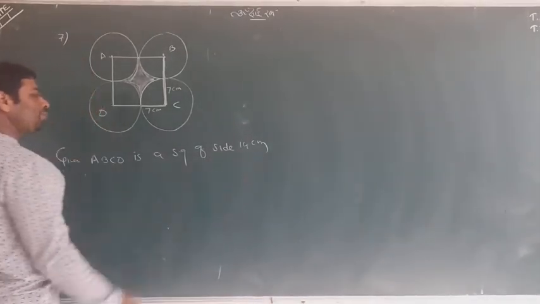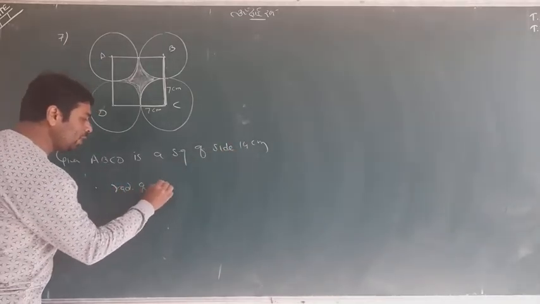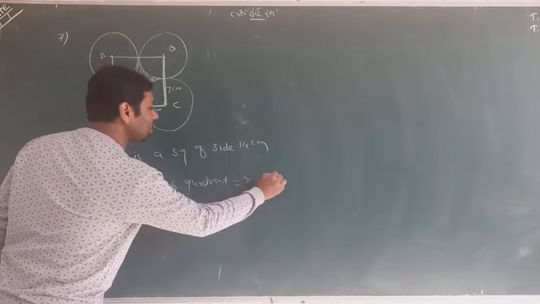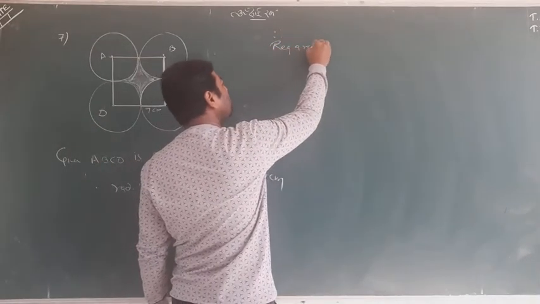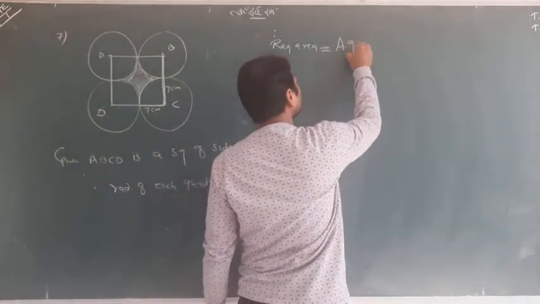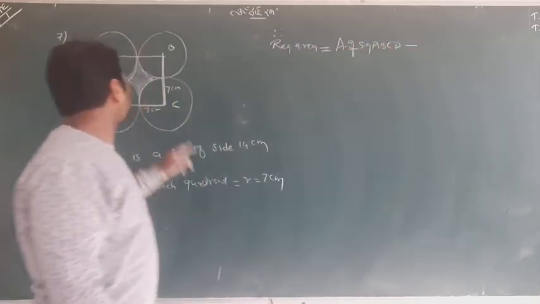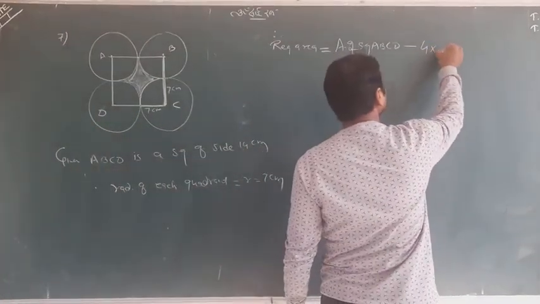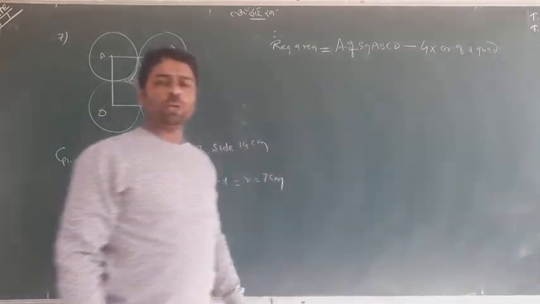ABCD is a square of side 14 centimeter. So one can understand from the picture that the radius of each quadrant is r equal to 7 centimeter. And then the required area. I always prefer to write directly. The required area is equal to area of square ABCD minus, we have 4 quadrants, 4 into area of a quadrant.